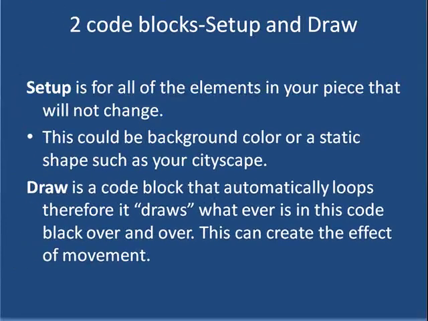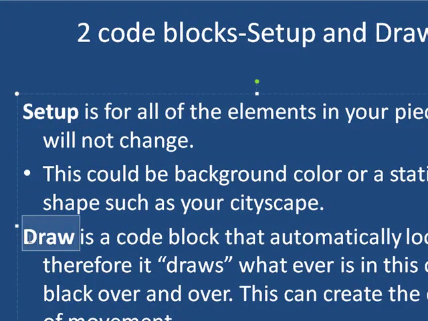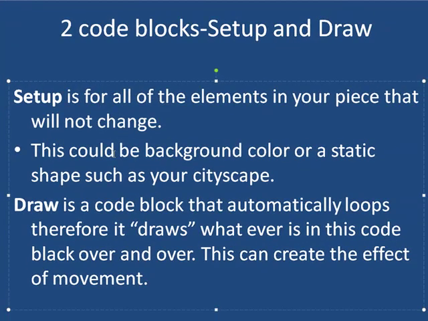So how do we separate them out? We're going to have the two code blocks. One is called setup and the other is called draw. So the things that are in the setup are things that won't change. You can think of the setup kind of like the stage for your action. So that would be like your background color, the size of your canvas, if you were working with frame rate, just so things that would not change.